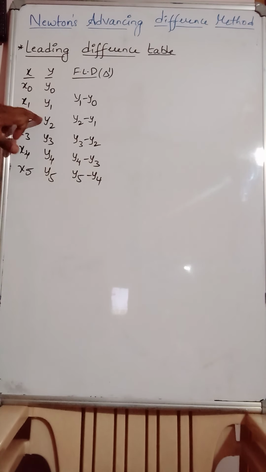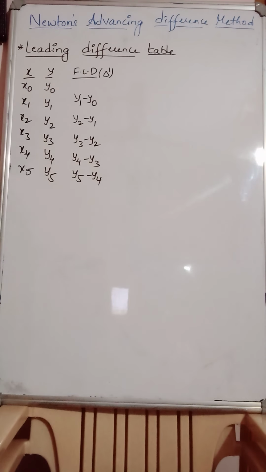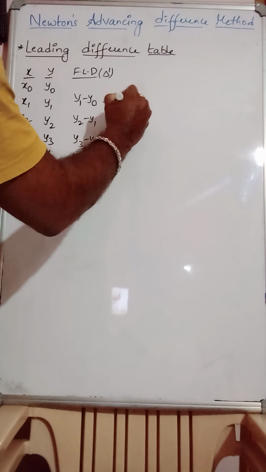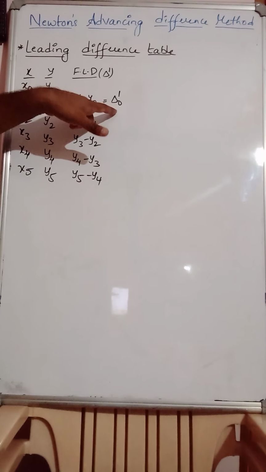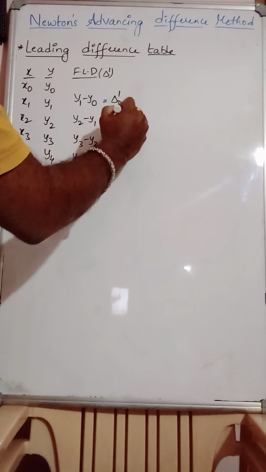See here, from 6 values, it has been reduced to 5. The leading forward differences we have done. Leading forward differences means from down to top: y1 to y0, y2 to y1, y3 to y2, y4 to y3, y5 to y4. So this we can take as delta naught 1. This is the first leading difference at origin 0. This is delta naught 2.